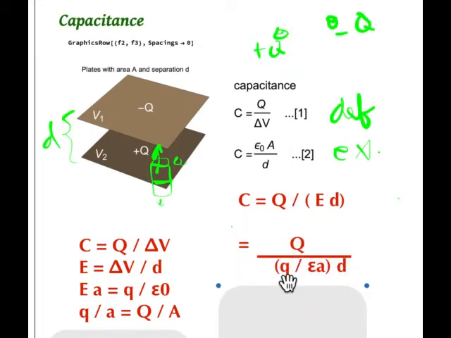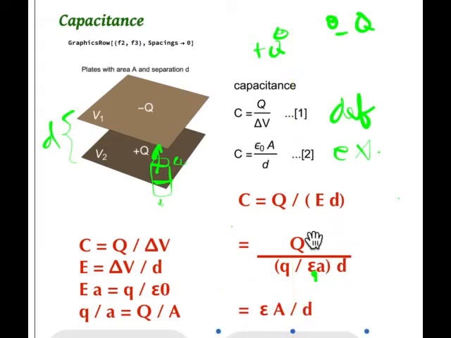So it's Q divided by D times E, and by this equation, E is Q divided by A divided by epsilon 0. So I have Q divided by epsilon 0. This really should be epsilon 0 A. It's Q over epsilon naught A times D.